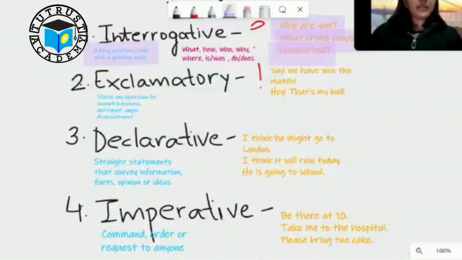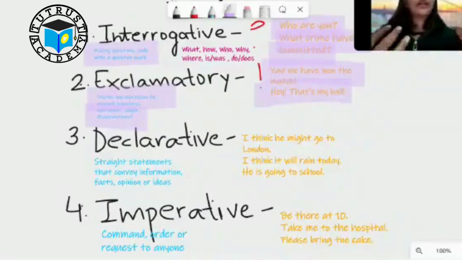Next are the exclamatory sentences, which state any expression. For example, happiness, excitement, anger, and disappointment. For example, yay, we have won the match, or hey, that's my ball. These sentences always have an exclamation sign in them. So whenever we have to express a feeling of happiness or anger, or disappointment, we use an exclamation sign along with that, and these sentences are called exclamatory sentences.